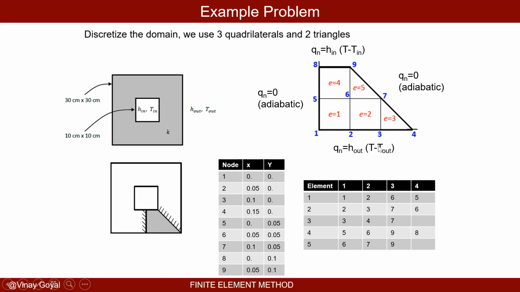Element number 3, I can see a connectivity of 3, 4, 7. I could have selected it to be 4, 7, 3, doesn't matter. For element number 4, I have selected 5, 6, 9, 8. And then finally, element number 5 is 6, 7, 9. Good, that's the connectivity matrix.